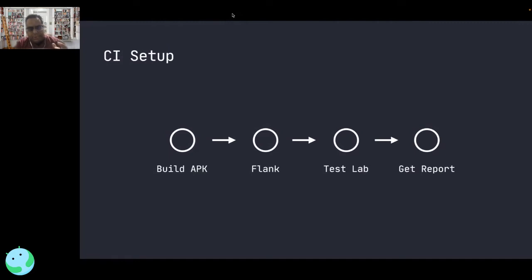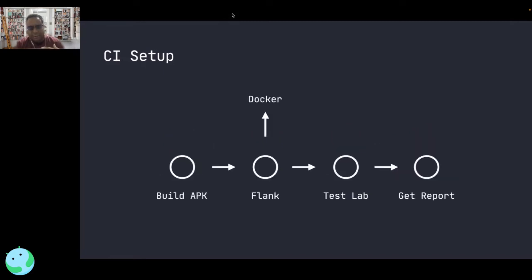So this is the pipeline that you would set up. You could build your APK similar to before. And how do you get Flank? You don't want to install it every time your CI pipeline starts. You could create a Docker image that you're reusing, that you're pulling, that already has Flank installed. And Bitrise and CircleCI provide you with basically this support, and that you could reuse Flank with. And then you run your tests in Test Lab and gather your report.